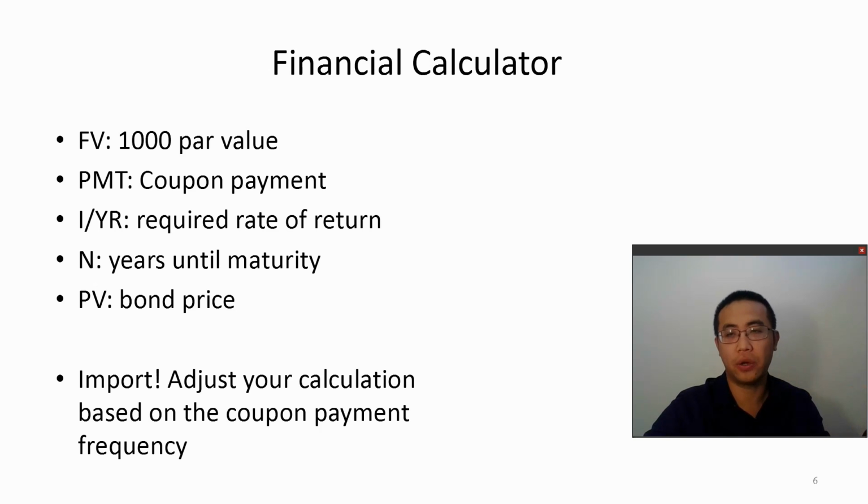As I said, don't call it coupon interest rate, although that's the official name of it. I want you to call it coupon rate, just to distinguish the coupon rate from the interest rate which you use as a discount rate. The required rate of return is the discount rate or the interest rate. Basically, this is the yield to maturity. N would be years until maturity. And it's very important that you adjust for the payment frequency.